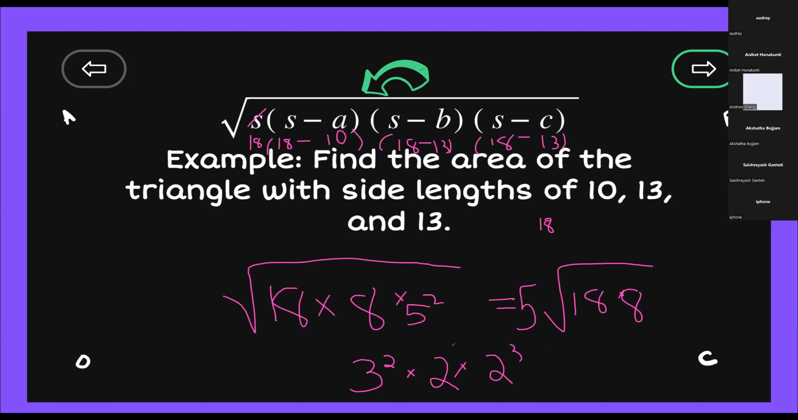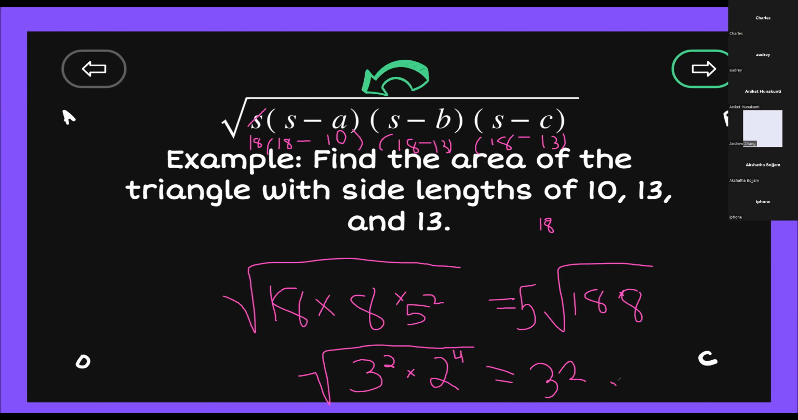Now remember, 2 is just 2 to the first, and 2 cubed is 2 to the third, right? Because we're multiplying 2 to the first and 2 to the third together, we get 2 to the fourth as that number. So now we're left with the square root of 3 squared times 2 to the fourth. This is just equal to 3 squared times 4 squared, since 2 to the 4th is 16, right? So the square root of that is just 3 times 4, or 12, right?